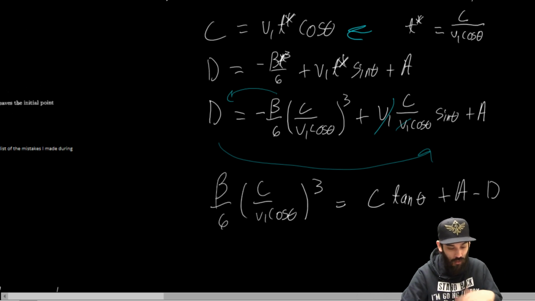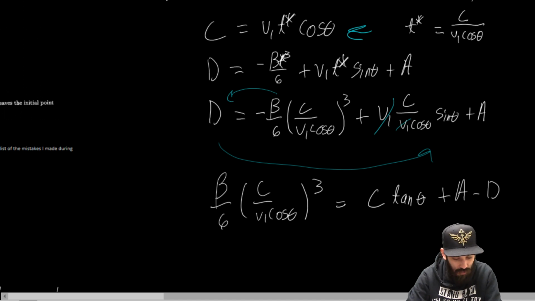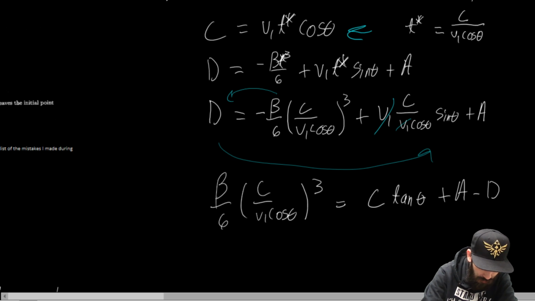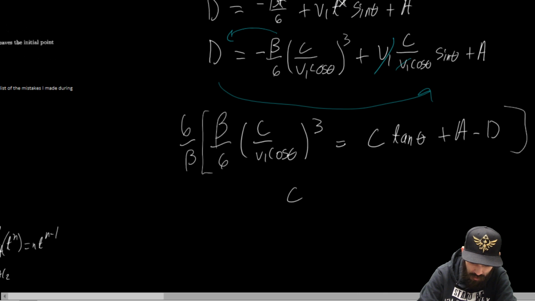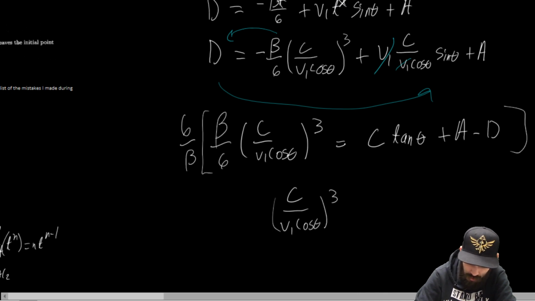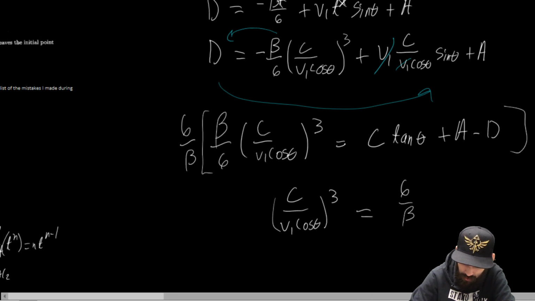Now, in order to find what v1 is, we're still going to have to do a little bit more to get everything together. So we have to multiply both sides by 6 over beta, to get rid of this beta prefactor. When we do that, we have c over v1 cos theta cubed is equal to 6 over beta times c times tangent of theta plus A minus D.